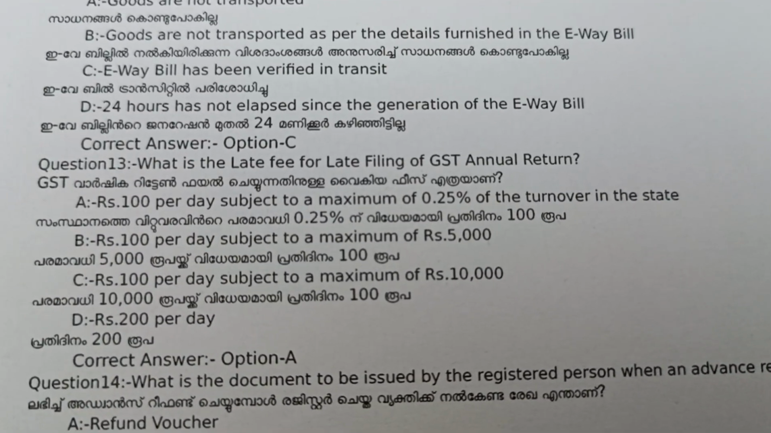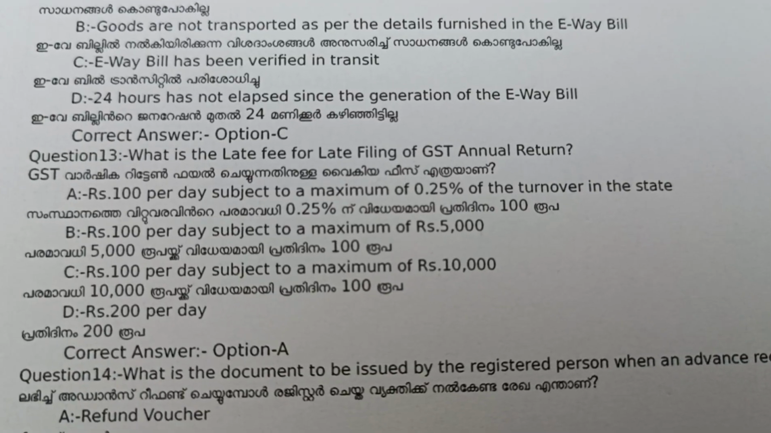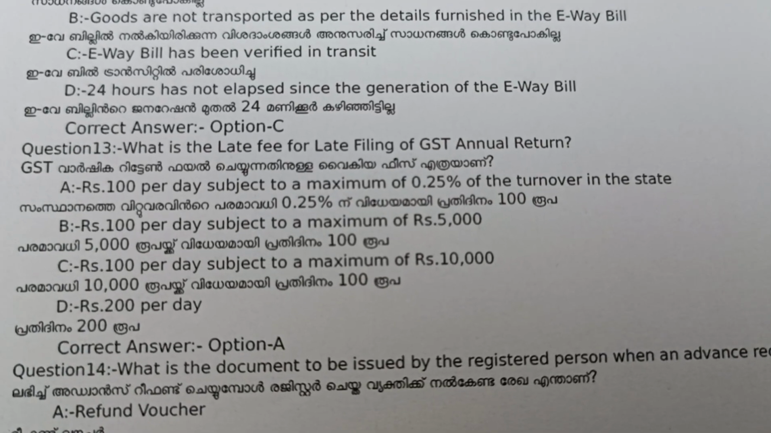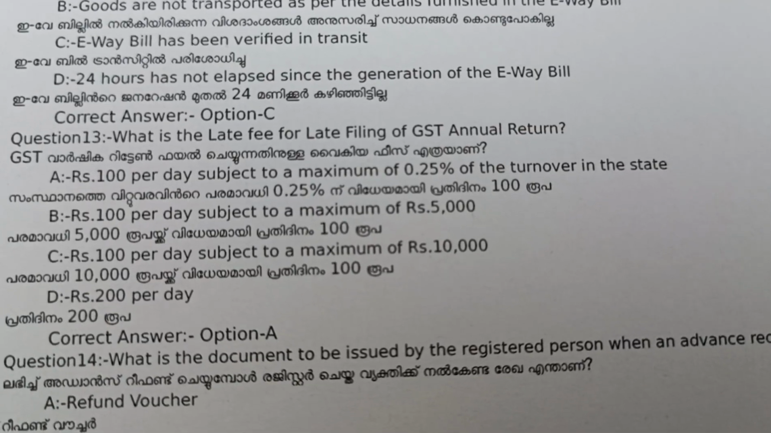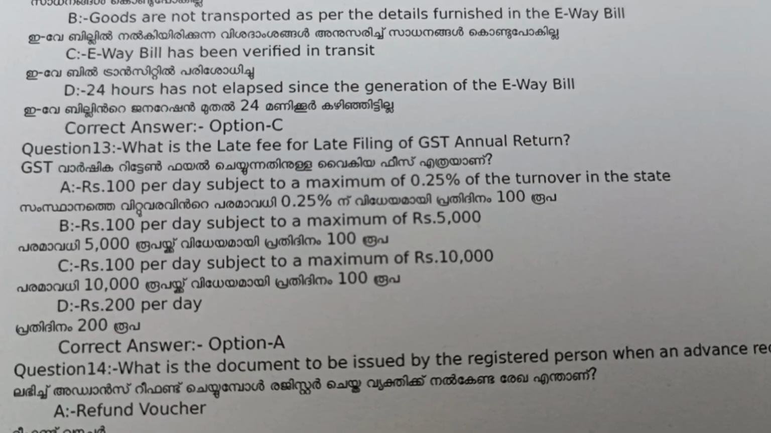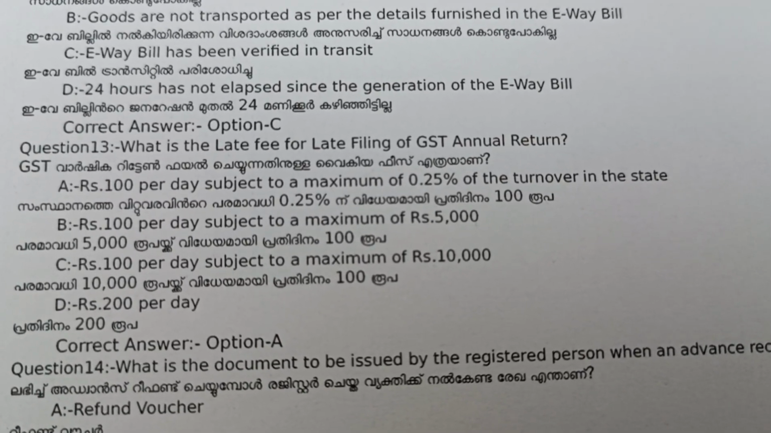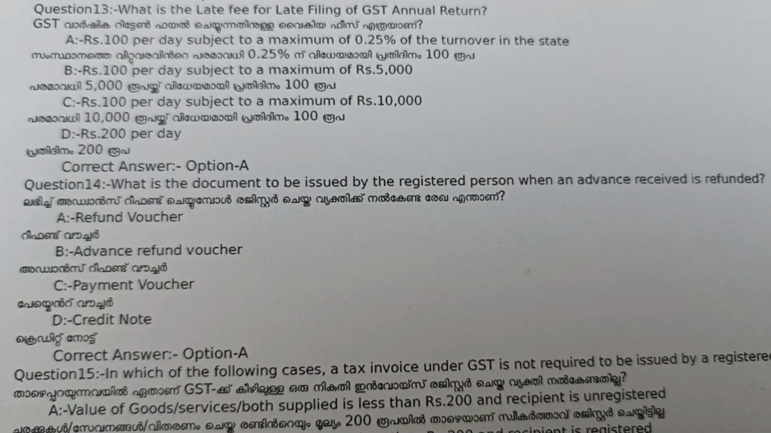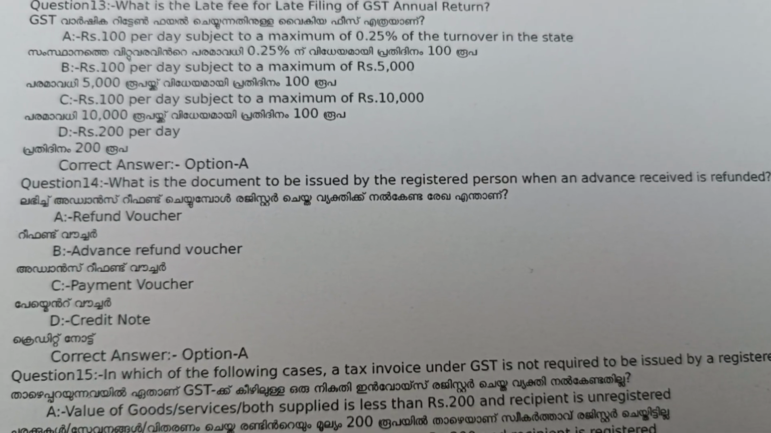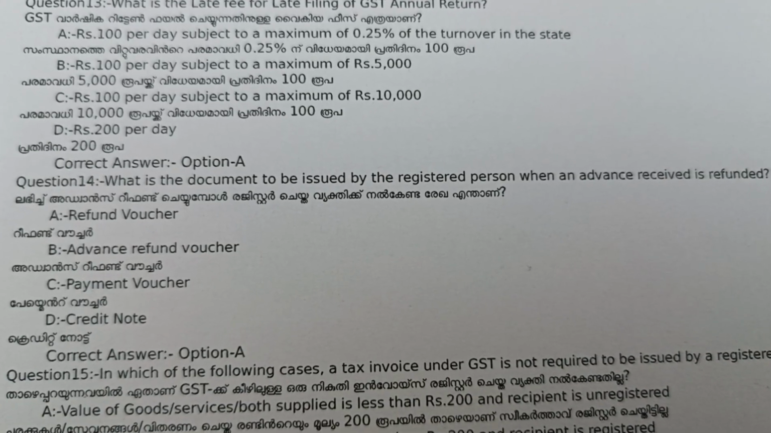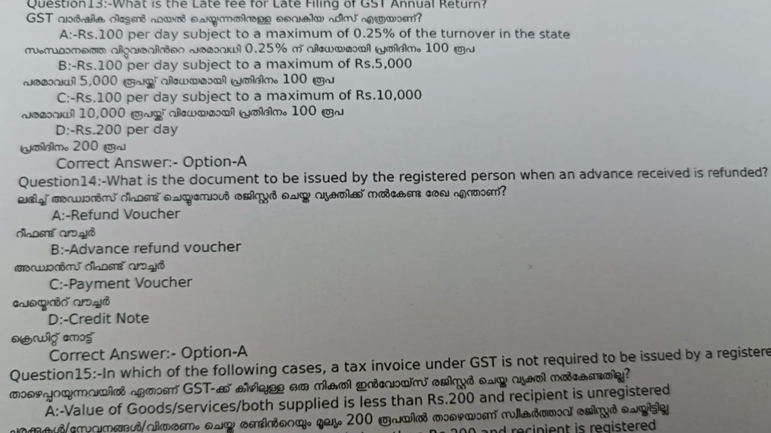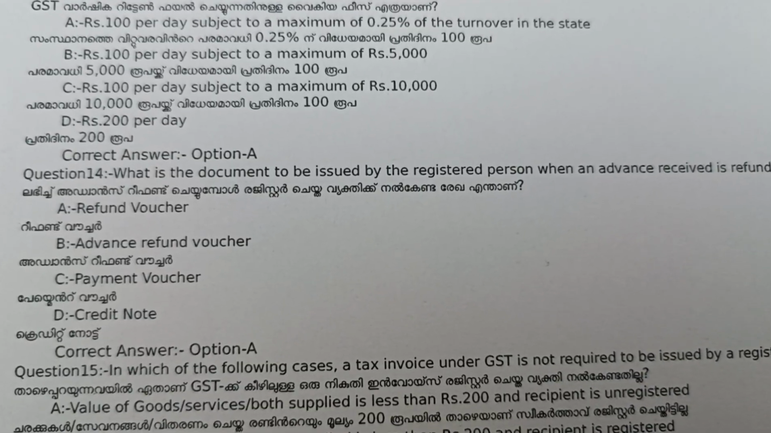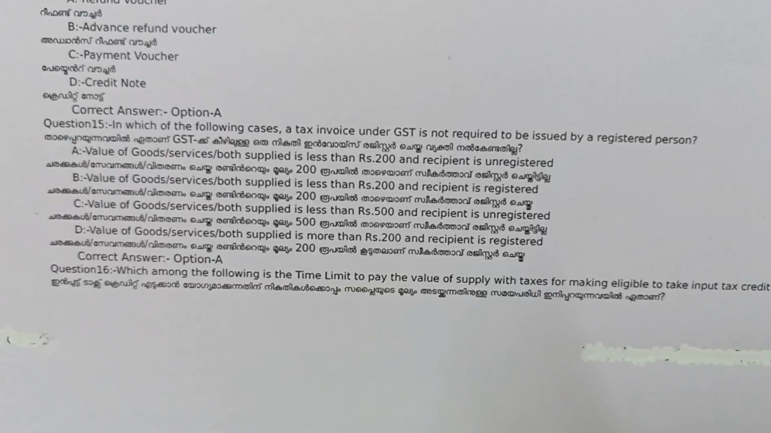Question number 13. What is the late fee for late filing of GST annual return? Correct answer option A. Rupees 10 per day subject to a maximum of 0.25% of the turnover in the state. Question number 14. What is the document to be issued by the registered person when an advance received is refunded? Correct answer option A. Refund voucher.